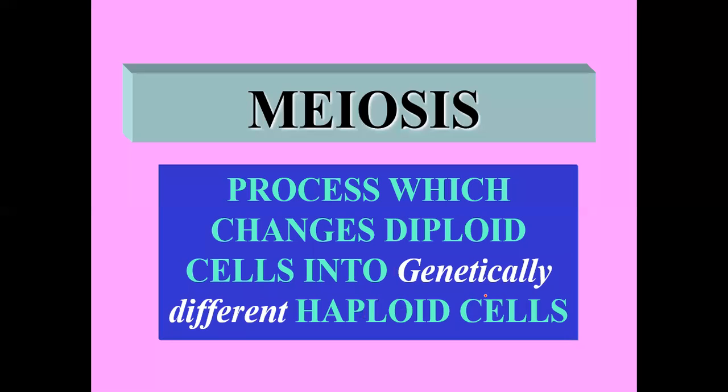Now, meiosis is a process. It's the one that changes those diploid cells in your testes and in the girl's ovaries into haploid ones, into eggs and sperm. It's how you make the haploid one set of genes from 2 sets of genes. You change diploid cells into haploid cells, and haploid cells only have 1 set of genes. So when they fuse together, it goes back to 2.